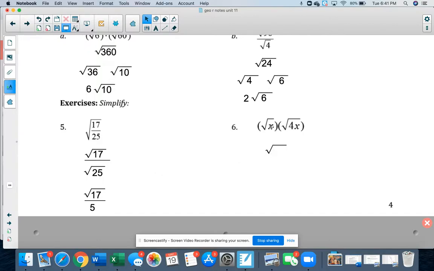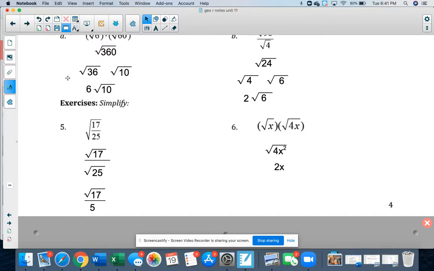When I'm multiplying x times x, I get 4x squared. And the square root of 4 is equal to 2. It's a perfect square. And x squared is an even power, and that's equal to 2x. So there you go. I've simplified it.